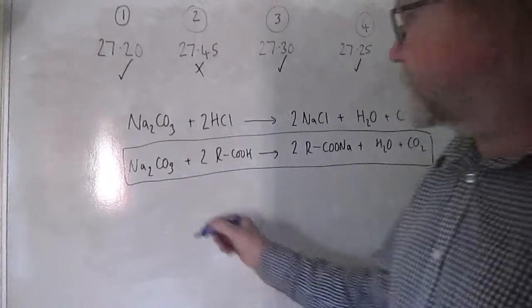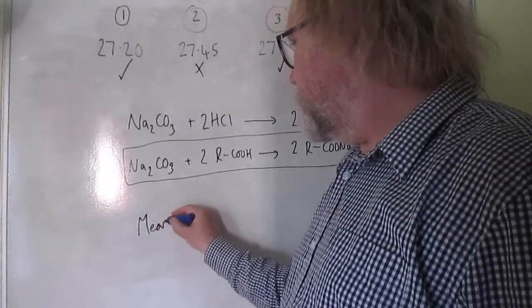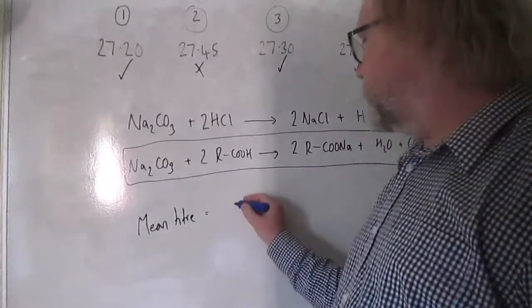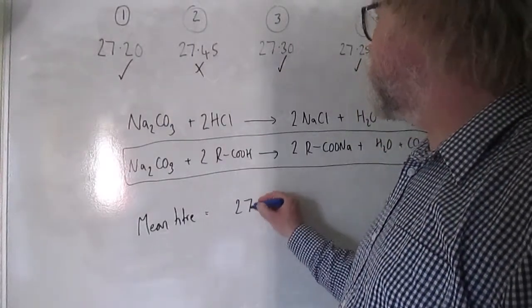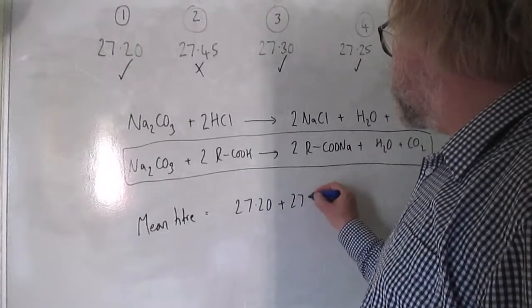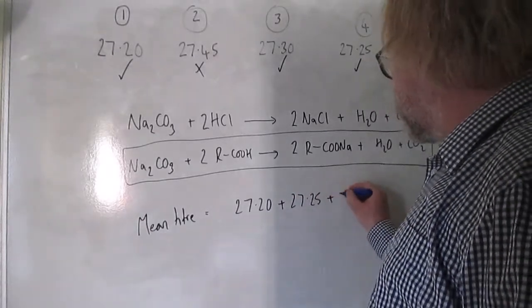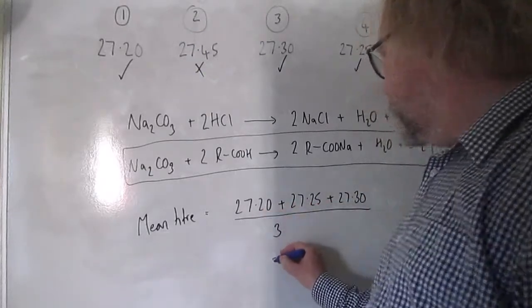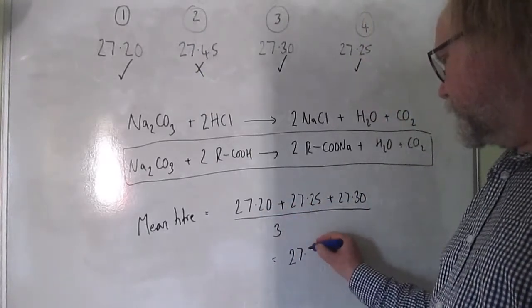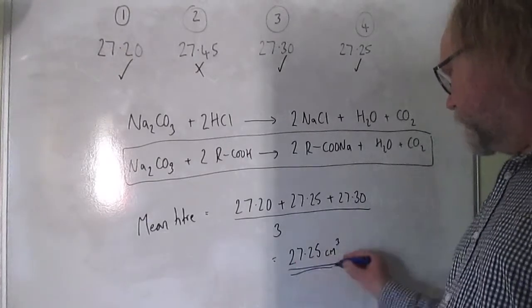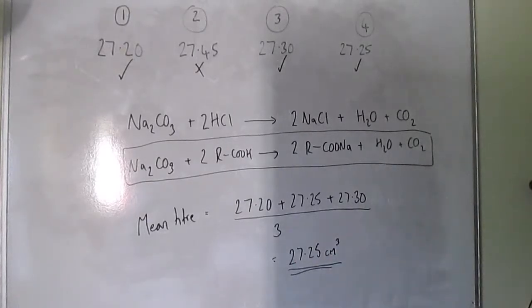And so you get the mean titer, and it's fairly obvious what it is going to be, the one in the middle, but we can write it out just to justify what we're doing. 27.20 plus 27.25 plus 27.30 divided by 3, which is 27.25 cm cubed, is our mean titer that we're going to use then in the calculation.